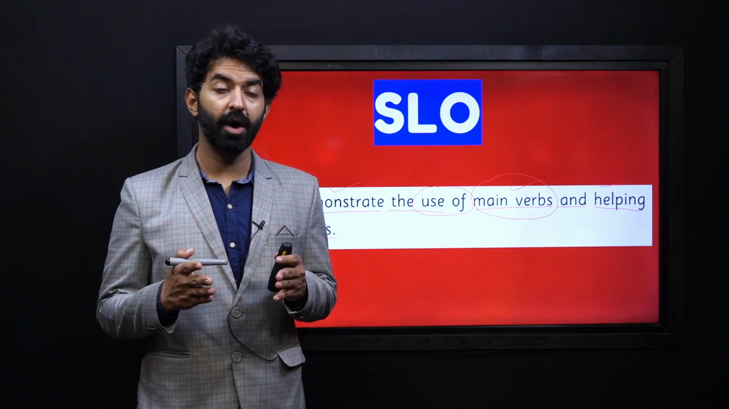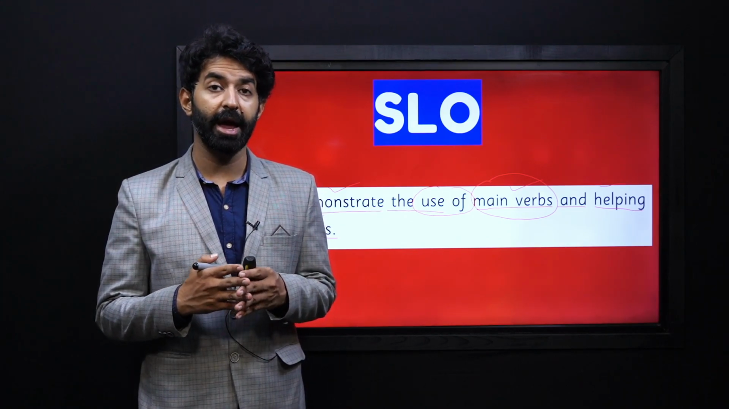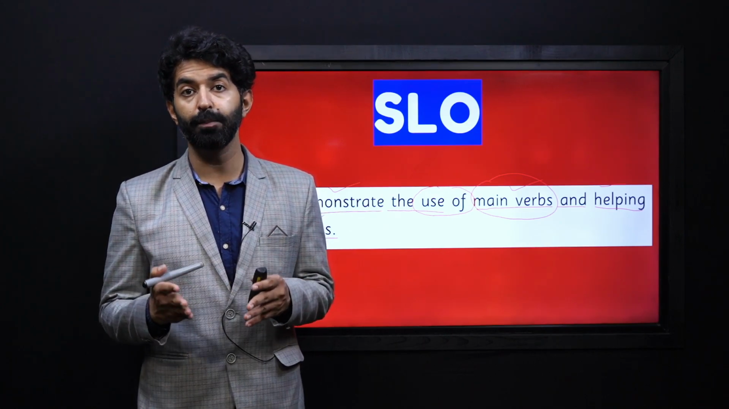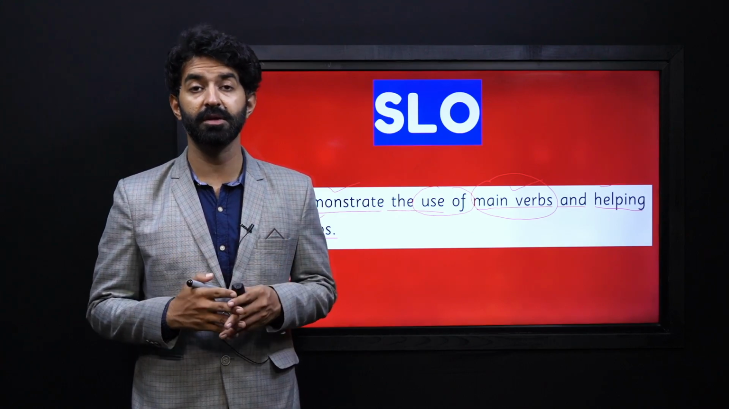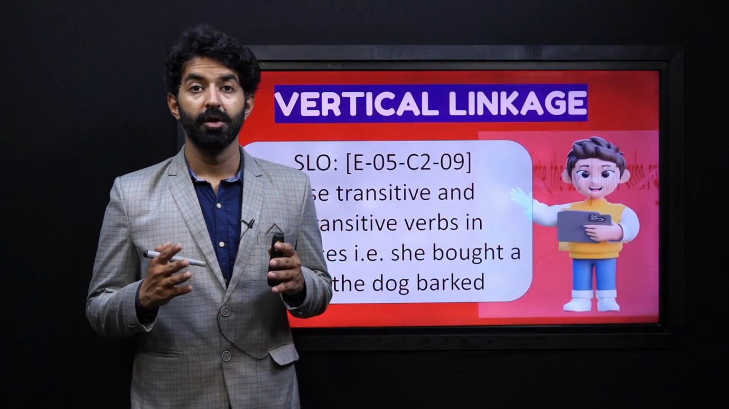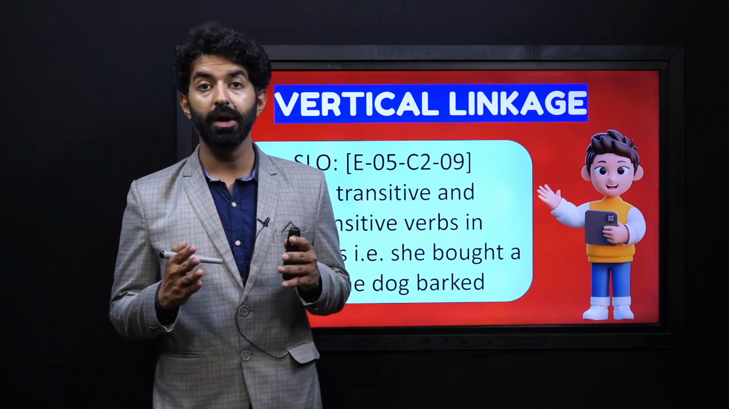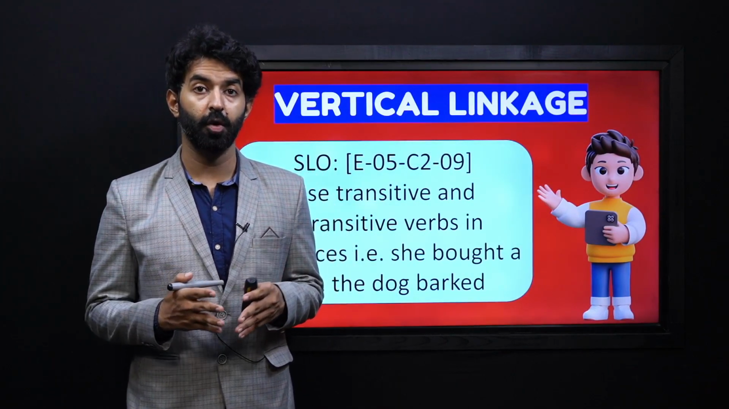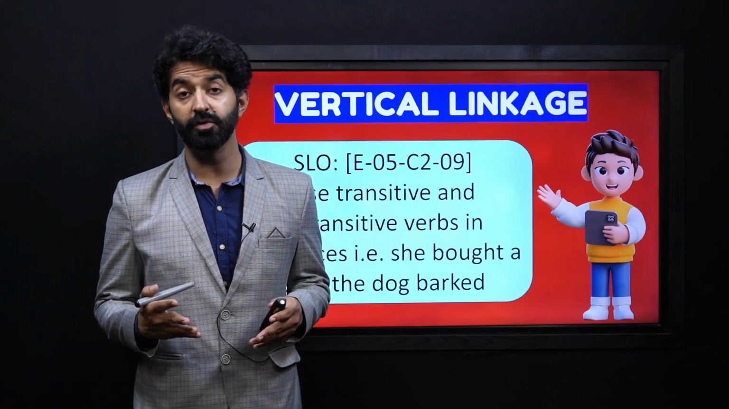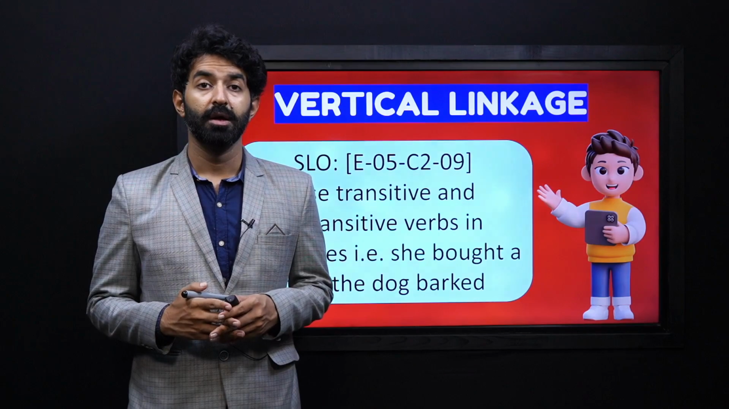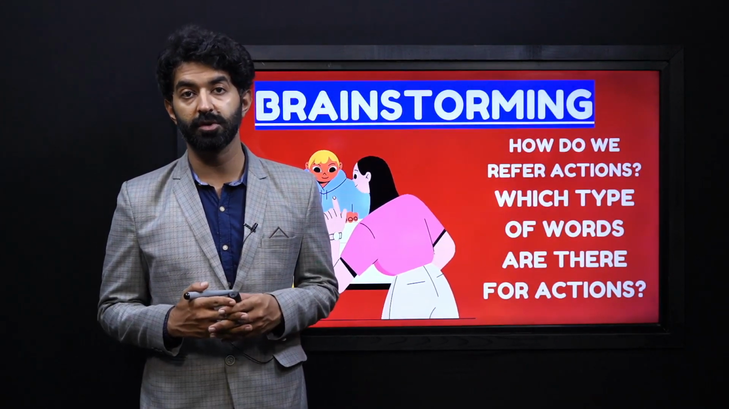Now, in that one, we have different kinds of verbs. So, main verb and the helping verb, which is helping our main verb, will be discussed here in the students' learning outcome. So now that we have understood what we are supposed to do, here is a vertical link of our SLO with the previous grade that you have already studied and gone through. So now let's get started with our brainstorming session for today.